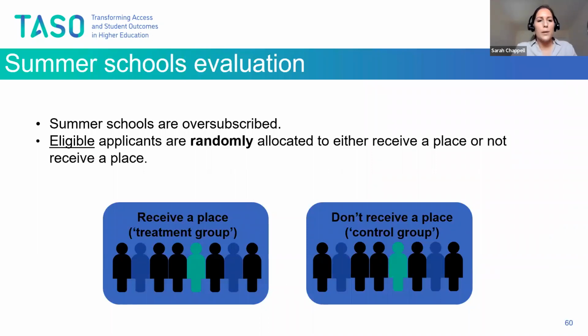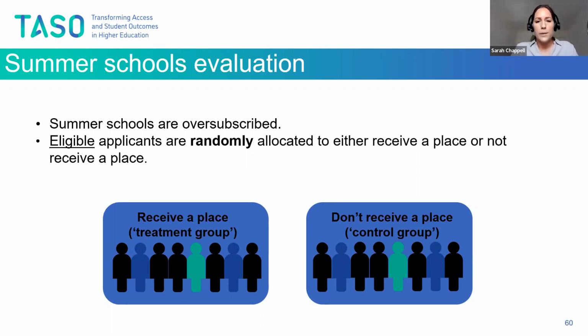So as I mentioned earlier, we've got summer schools that are oversubscribed. So this is the way that we can allow this RCT to take place. We need to have a level of oversubscription, and the level of oversubscription really depends on how many applicants you've got and the number of places that you've got. So that really determines the size of your treatment group who receive a place and your control group that don't.